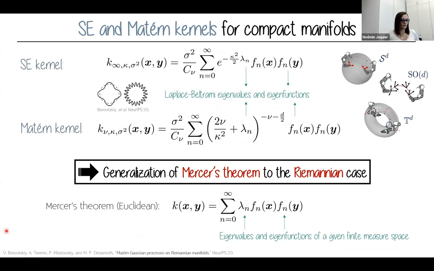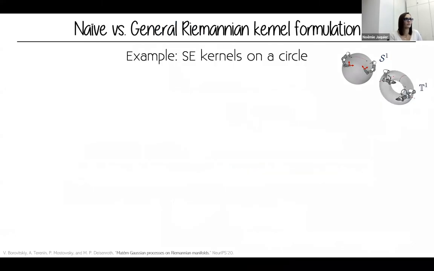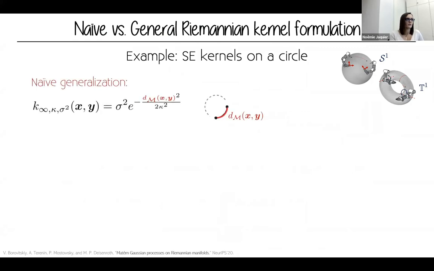Now what is interesting to see is what the naive generalization was actually doing. To check that, I take the example, also from this paper, of the squared exponential kernel on a circle. Intuitively, this is the naive generalization. We have this distance, which is the geodesic distance of the manifold, and this corresponds to measuring the distance between our x and y points on this circle manifold.